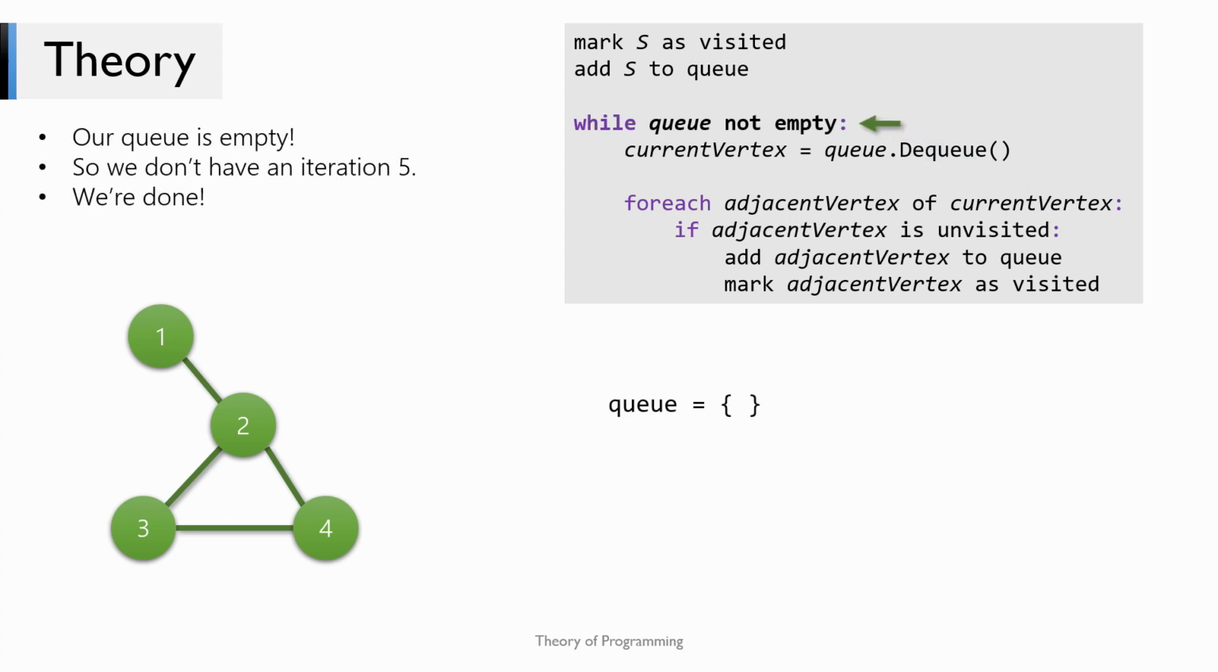Now our queue is empty, so we don't have another iteration, so we're done. This is how you explore the vertices of a graph in a breadth first search manner. If you notice, what we did was recursively explore all the neighbors of a given vertex until we ran out of new neighbors to visit.